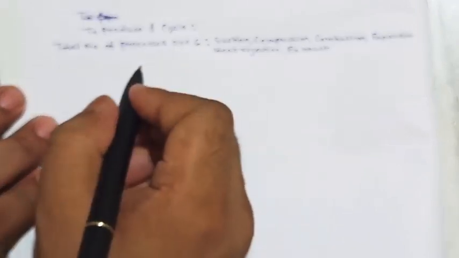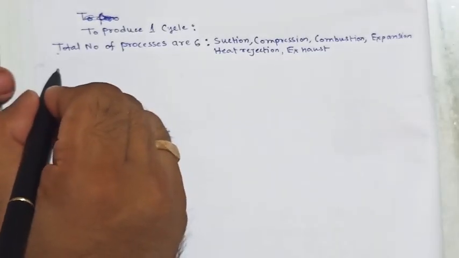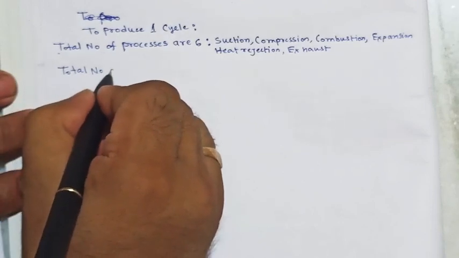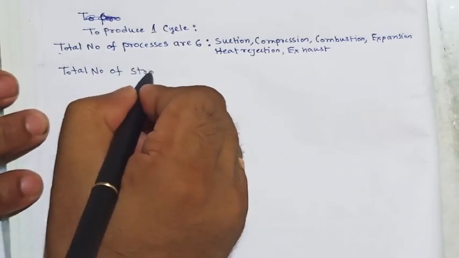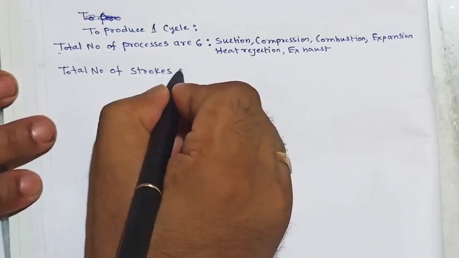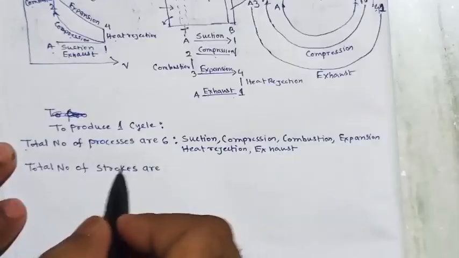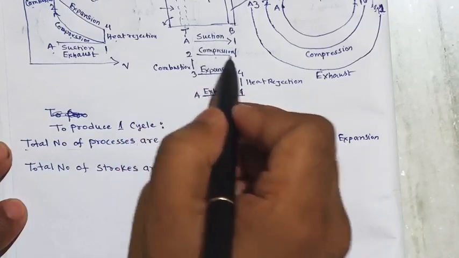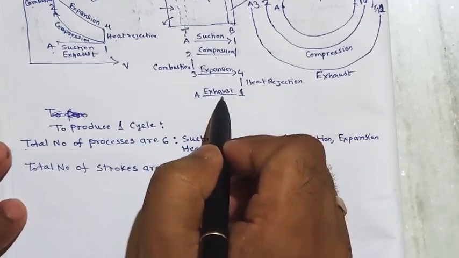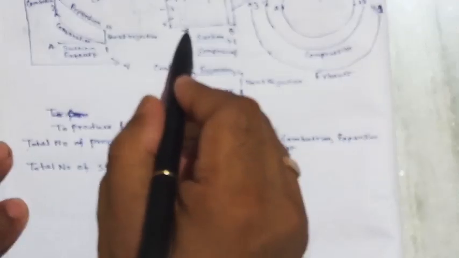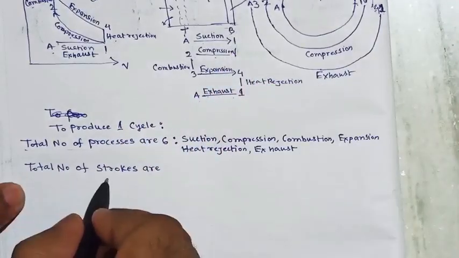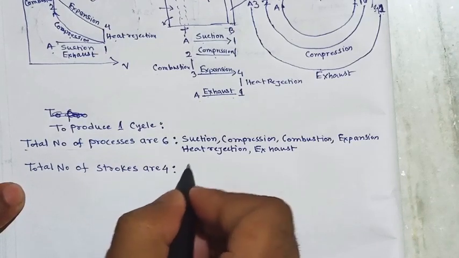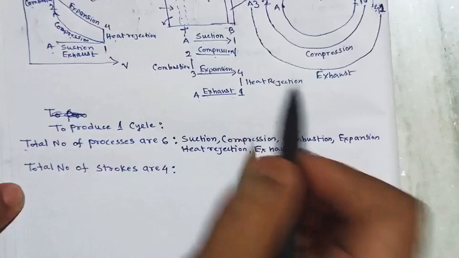Now the total number of strokes. The stroke is the movement of the piston, that is the suction, compression, expansion and exhaust. That is the stroke. Only the piston can move. The total number of strokes are 4. You can see the total number of strokes is only this.